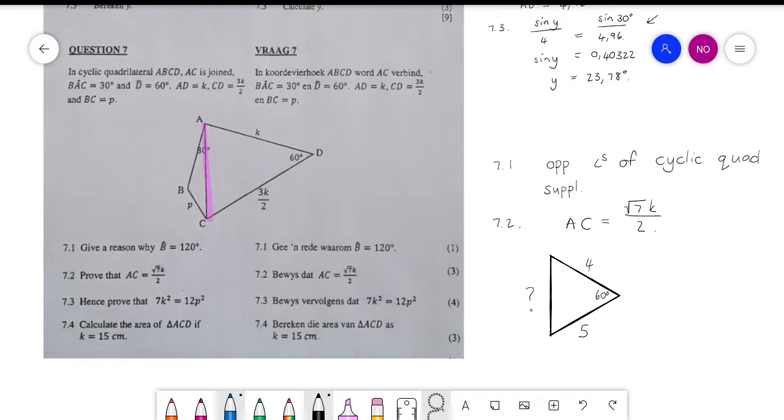You can't use Pythagoras. Why can't you use Pythagoras? There's no 90-degree angle. Okay. So you guys understand in that triangle that you can use the cos rule. You have to use the cos rule. Exactly the same now.